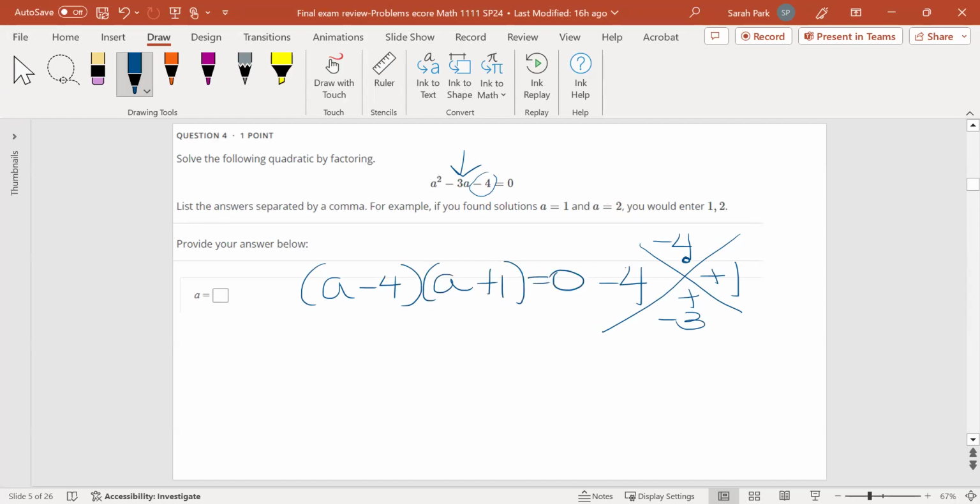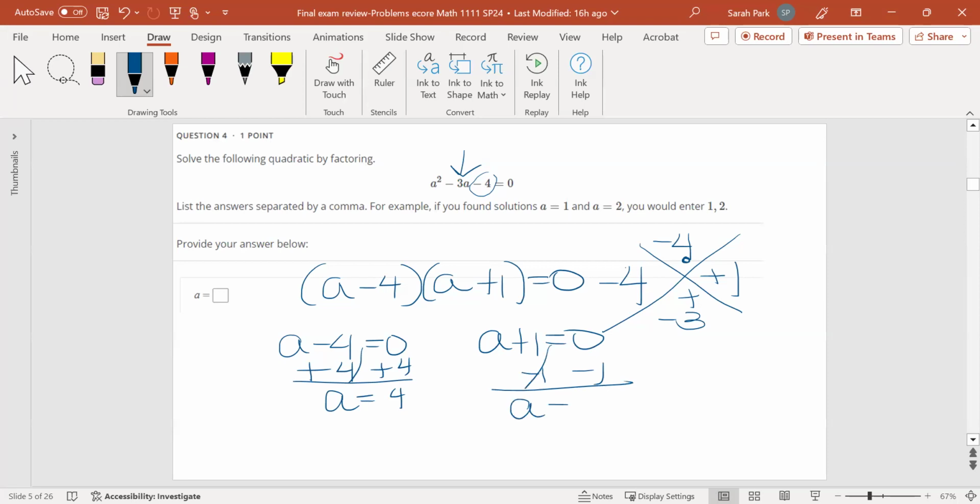After you've factored it, we have to set each factor equal to 0. Then we add 4 to both sides and get a is equal to 4. And we subtract 1 on both sides here, and we get a is equal to negative 1. So the solution is negative 1 and 4, just separated with a comma.